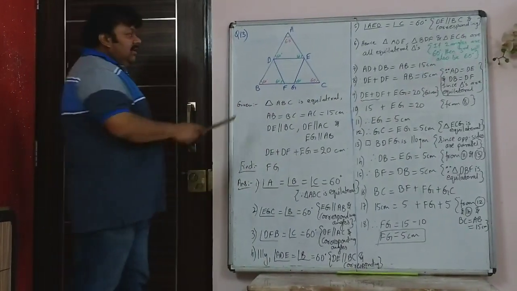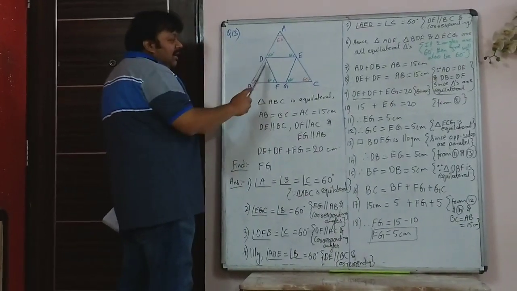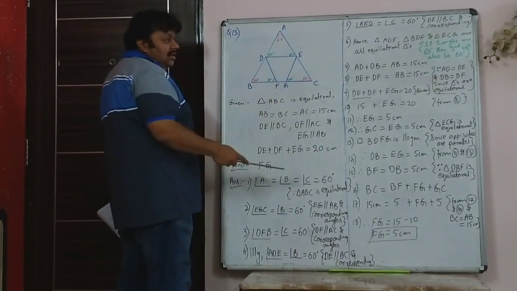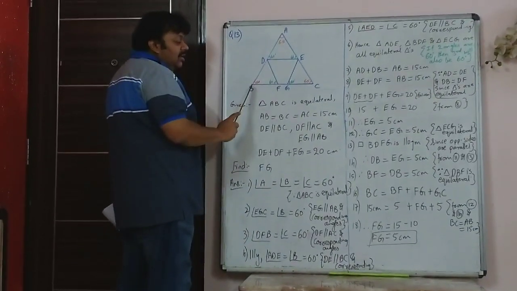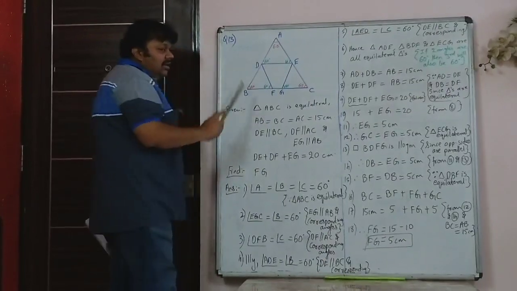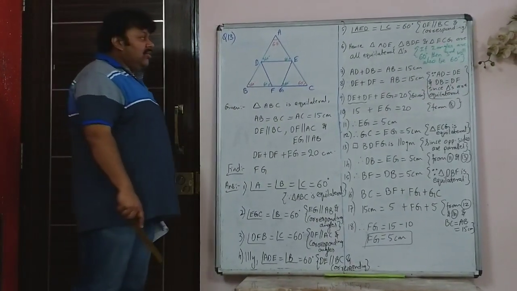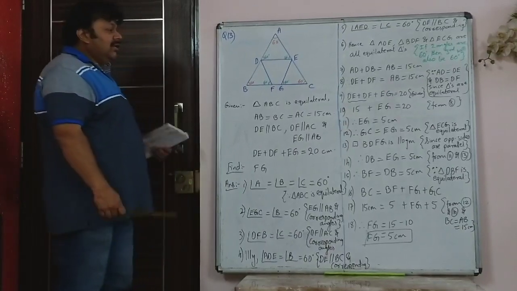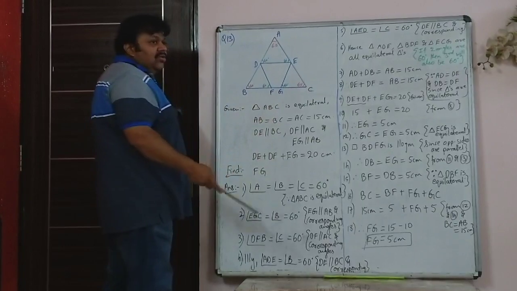So basically if DE and BG are parallel and BD and GE are parallel, that means both the opposite pairs of sides are parallel in quadrilateral BGED. So BGED is a parallelogram since both the opposite pairs of sides are parallel. Now the angles I have marked in green will also be 60.